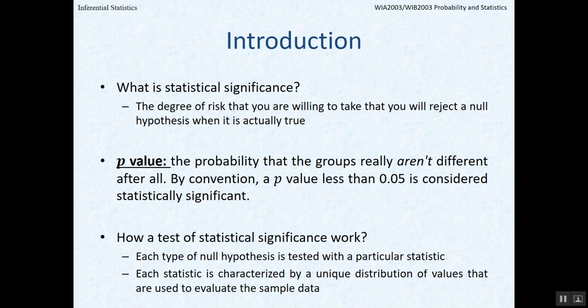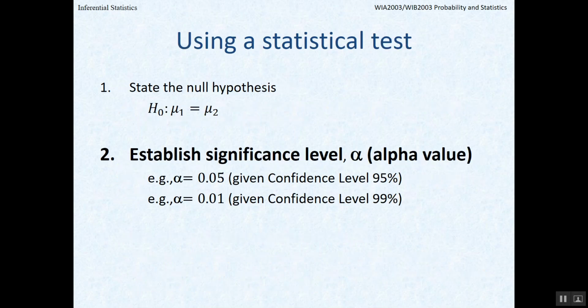So how does a test of statistical significance work? Each type of null hypothesis is tested with a particular statistic, like for example, the t-statistic, right? Each statistic is characterized by a unique distribution of values that is used to evaluate the sample data. We will see an explanation after this, and I will also be sharing some videos which explain the p-value from different aspects.